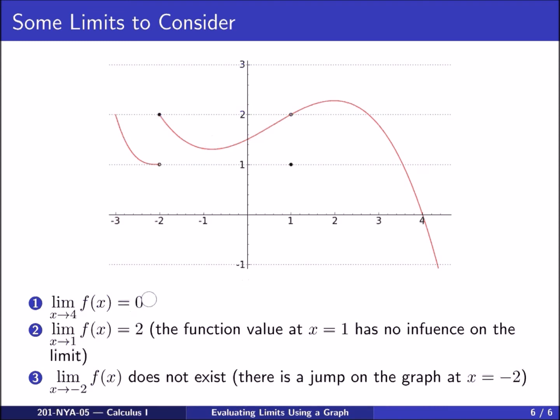So here are more detailed answers. The first one is 0, the second one is 2. And again, we should not be influenced by the fact that f of 1 is 1 to get the answer of the limit. It has no influence on the value of the limit. And the limit is 2 in this case. In the third limit, the limit does not exist because there's a jump in the function at minus 2.